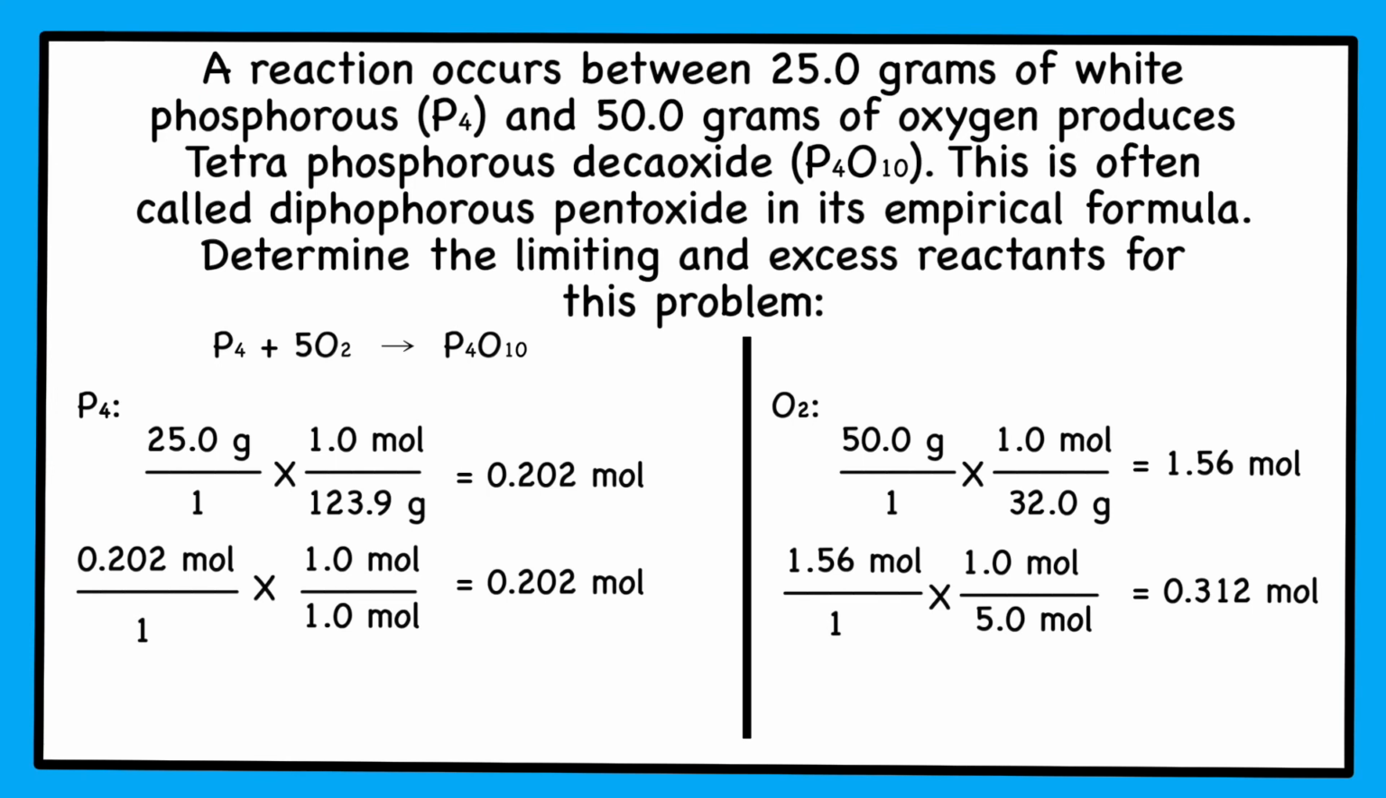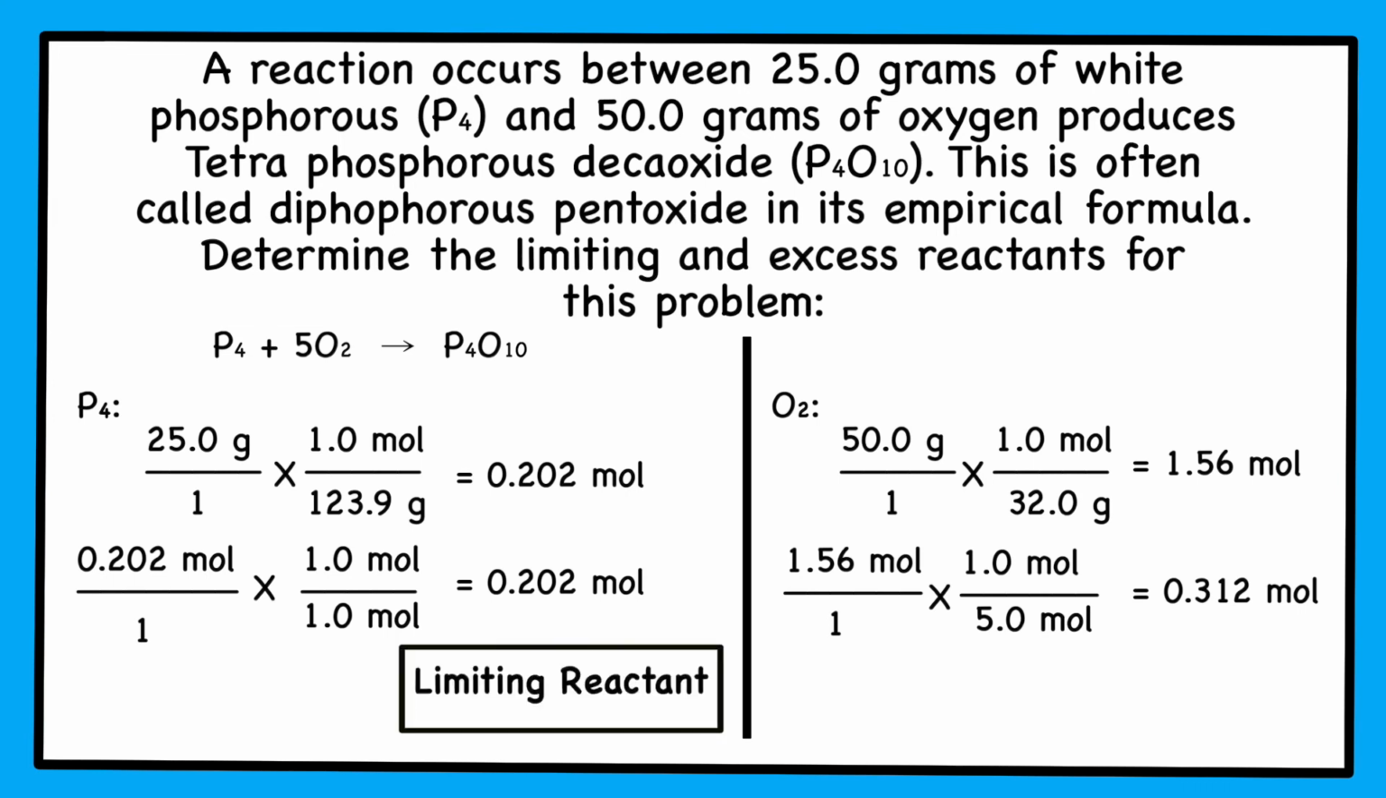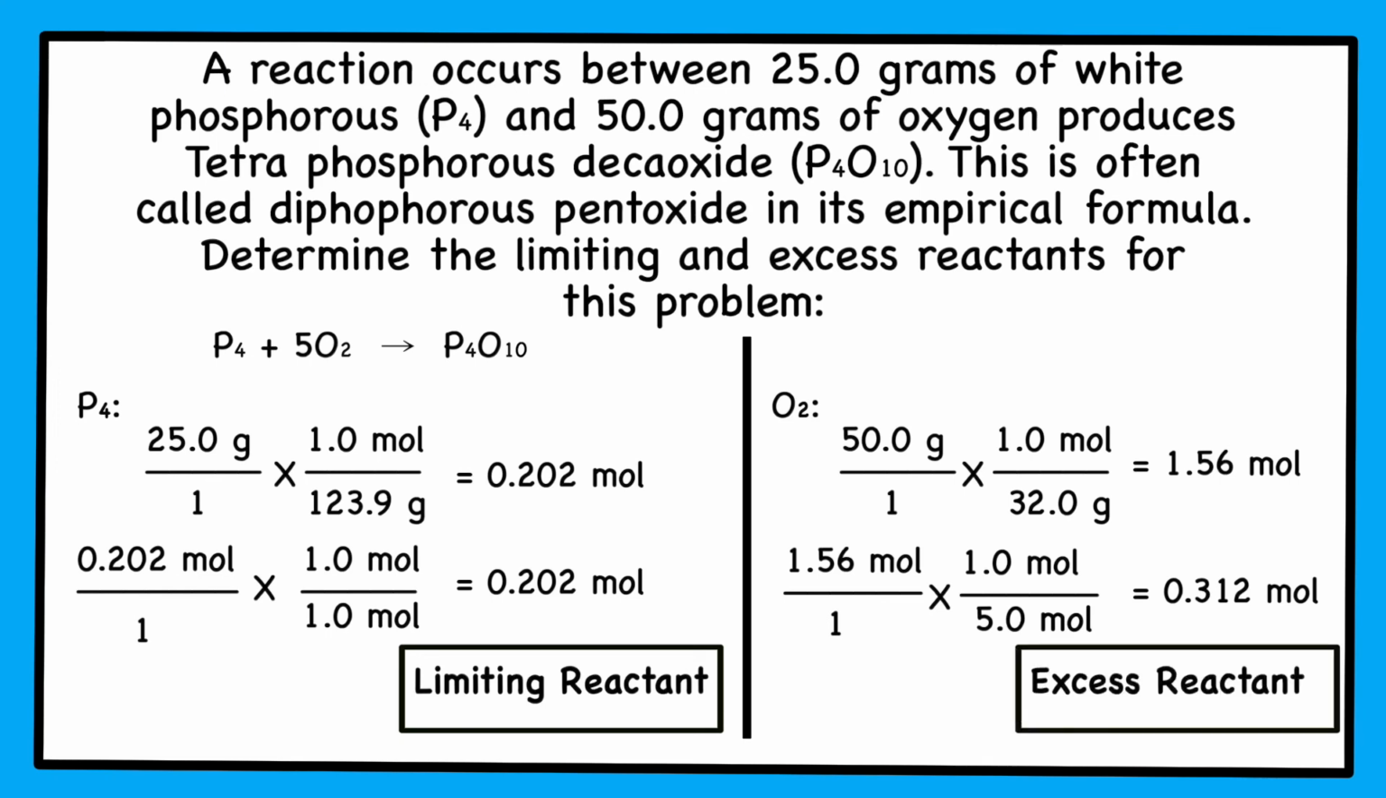Now I'll compare my moles of product produced and see which one is smaller. The smaller one is the limiting reactant, while the larger one is my excess reactant. In this case, the white phosphorus produced less P4O10 than my oxygen, so my white phosphorus is my limiting reactant, and my oxygen is my excess reactant. If I'm asked how much excess I have left over, all I need to do is subtract the moles of limiting reactant from the moles of excess reactant, so that would be 0.312 minus 0.202, which would give me something like 0.11 moles of my product left over.